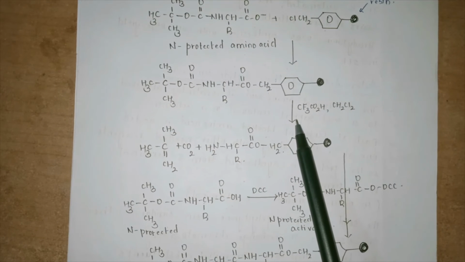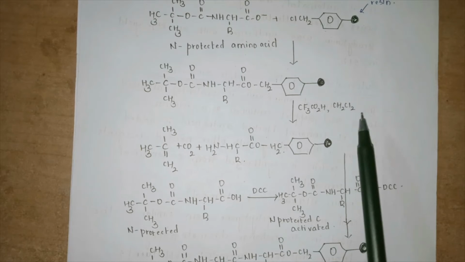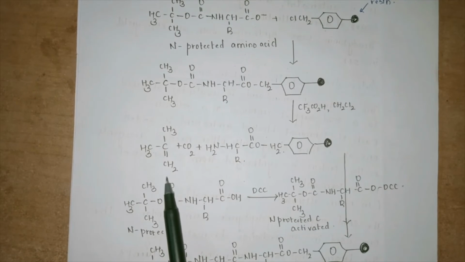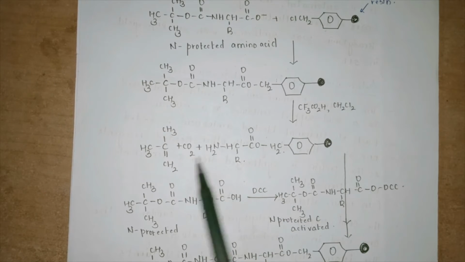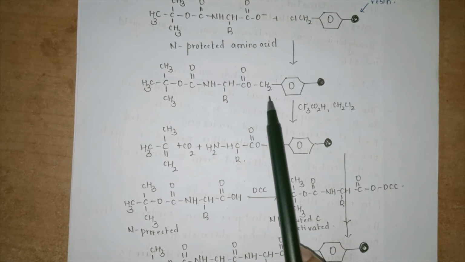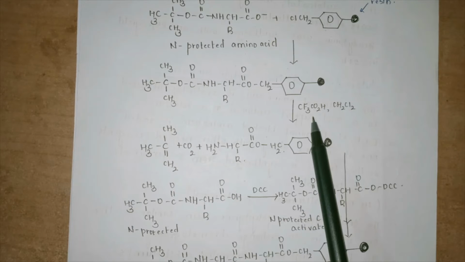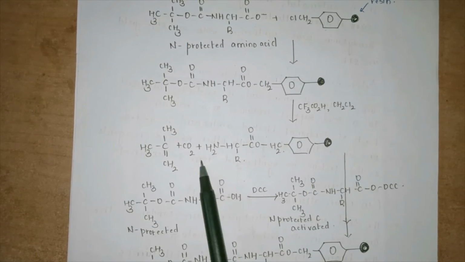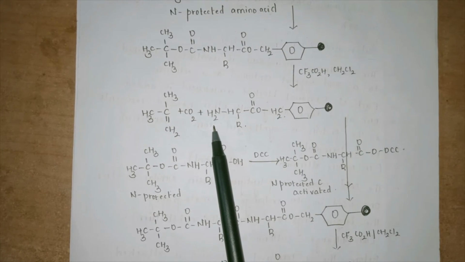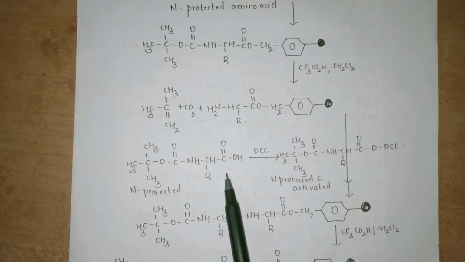Now previously we have seen how we can do a deprotection with trifluoroacetic acid and DCM. We add trifluoroacetic acid and DCM. There is a release of an isobutylene system and carbon dioxide. What we are now getting is a free N terminal. So this system is now attached to the resin, and once we add trifluoroacetic acid and DCM, I will be getting a free N terminal.